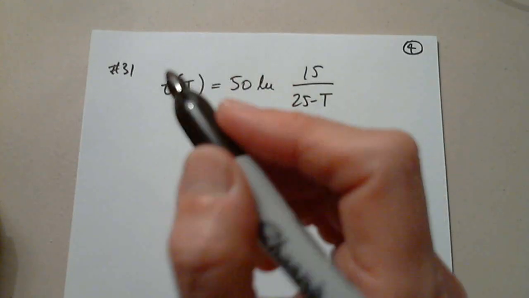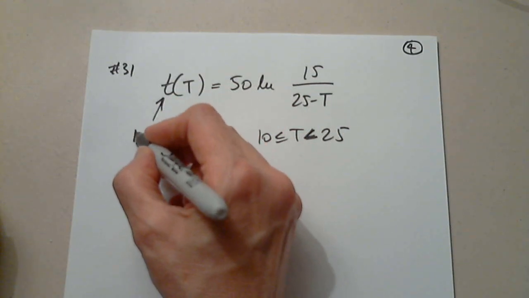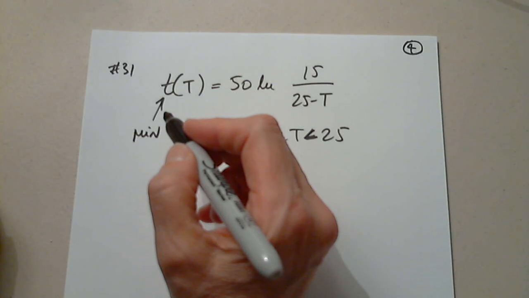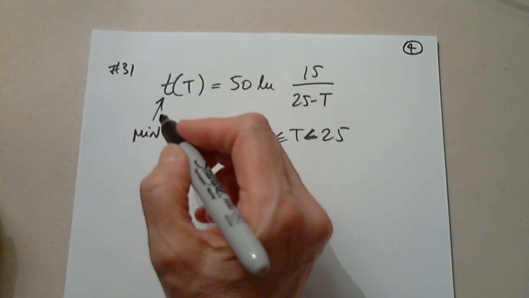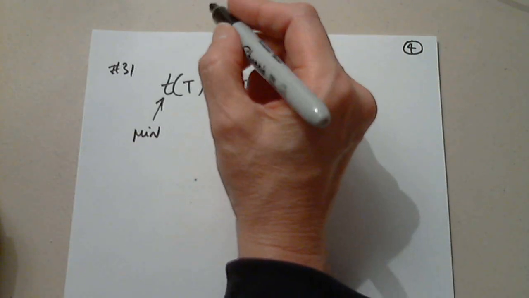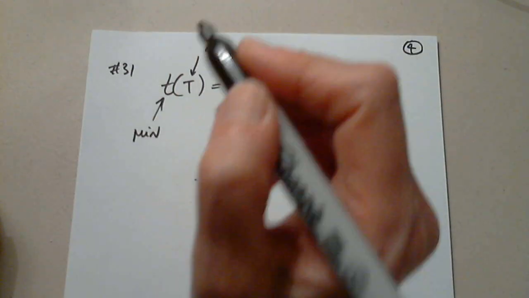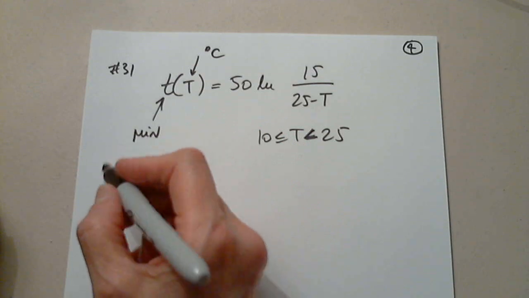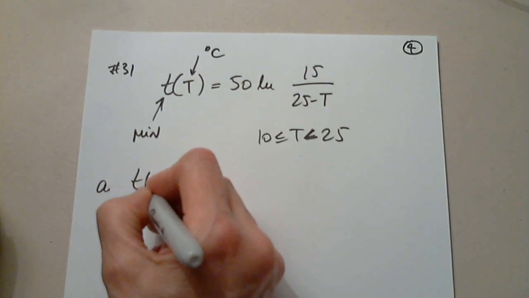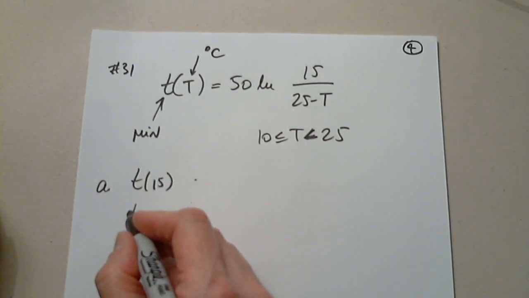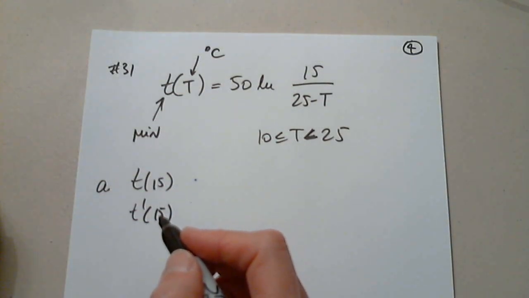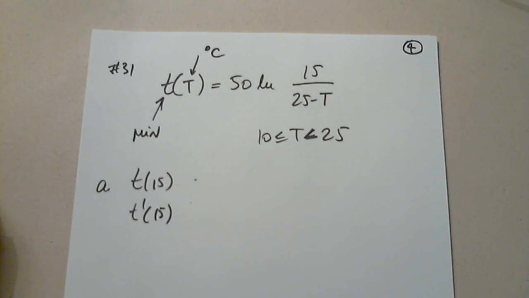So the time t in minutes. I take notes, so this is minutes. Needed to allow a cup of cold water, we've looked at that, placed in a room to warm at T degrees Celsius, given by this function. Part A: find T of 15 and T prime of 15, and explain what each number represents. Measurement unit, in other words. Okay.